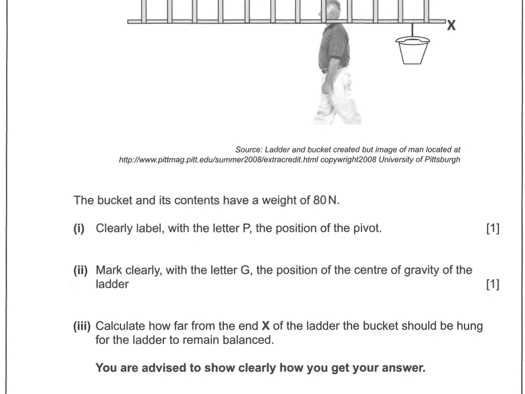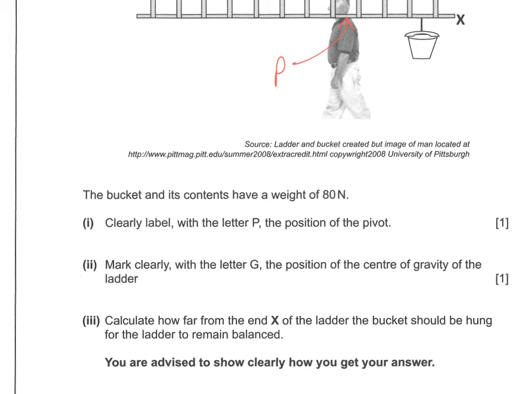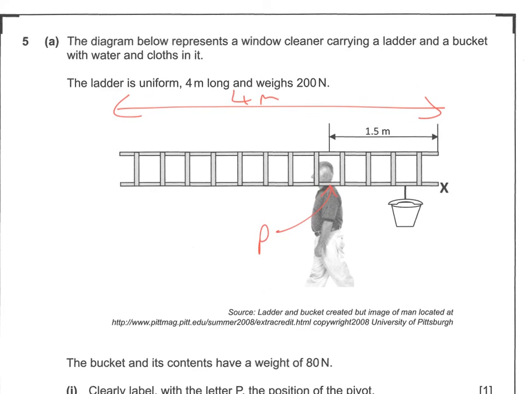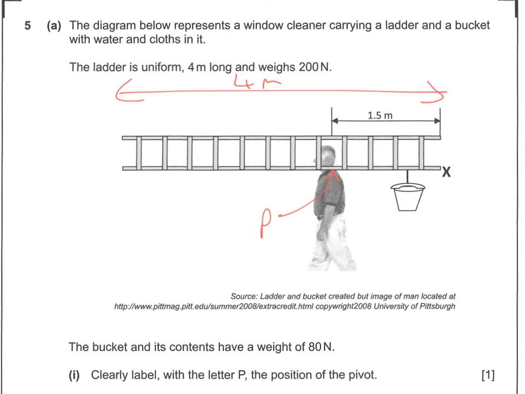Clearly label with the letter P the position of the pivot. Well, the pivot in this case is his shoulder. So P is right at his shoulder. Mark clearly with the letter G the position of the centre of gravity of the ladder. Well, we need to find the middle of this ladder because it says it's a uniform ladder. Sorry, it does say it's uniform.